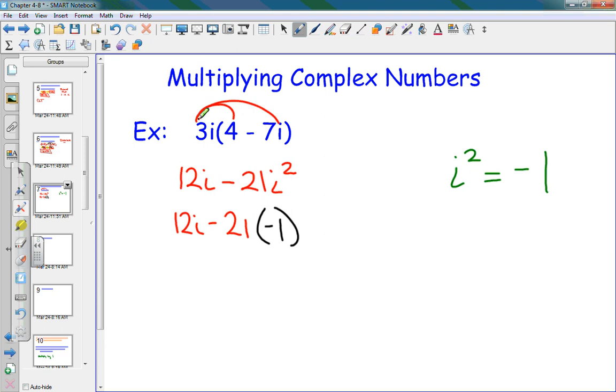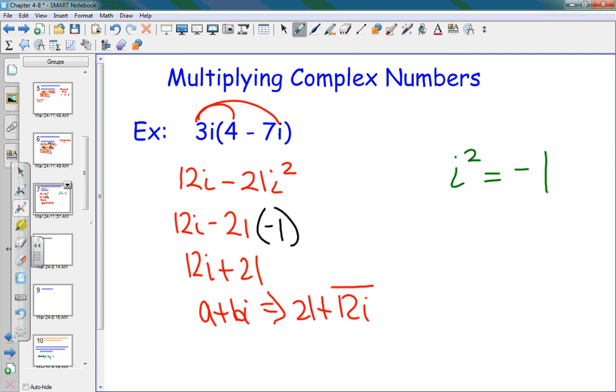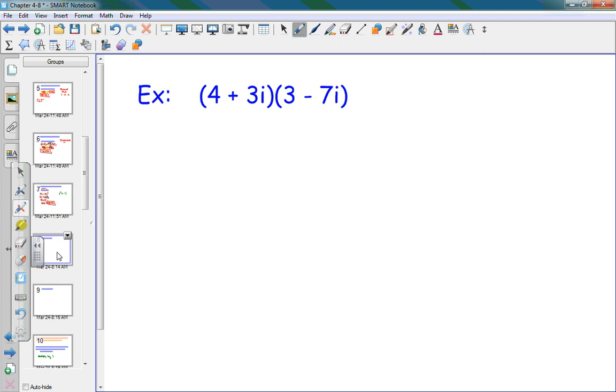Minus negative gives me a positive 21. And again, because I like a plus bi, I'm going to write this as 21 plus 12i. That's the distributive property. Now, clearly, this is going to be 2 binomials. So if I take 2 binomials, what do I need to do with those 2 binomials?